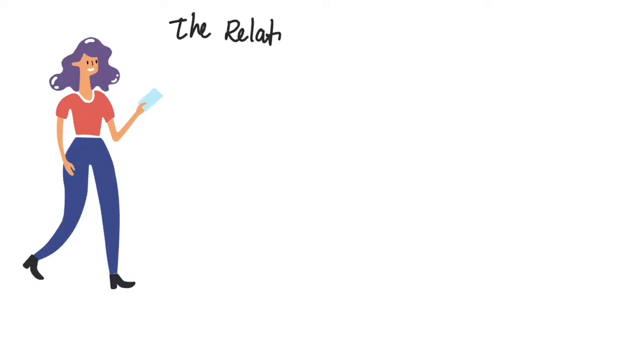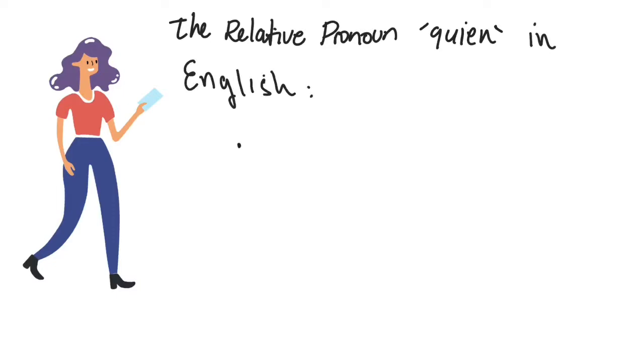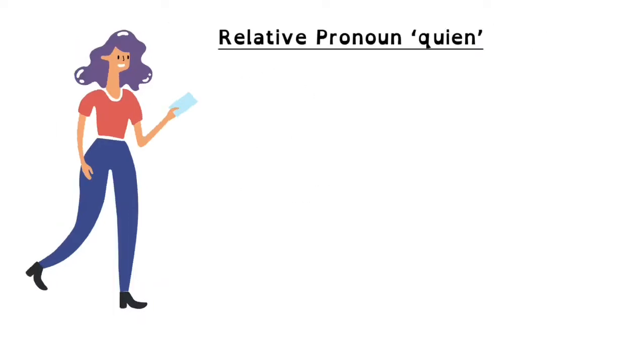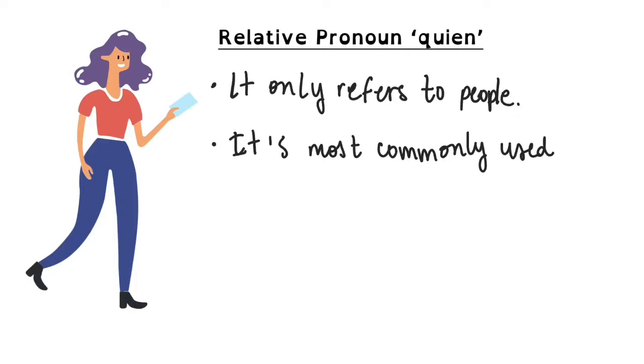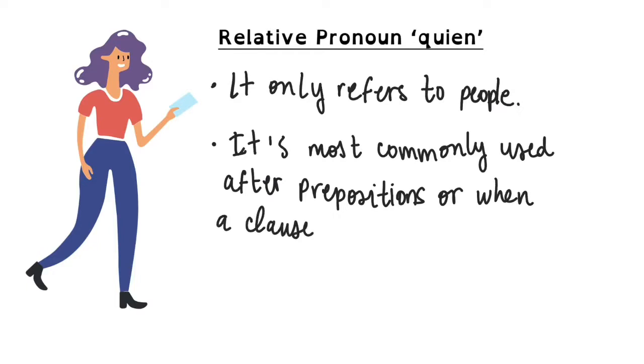So now let's take a look at the relative pronoun quien. In English, it only means who and whom. It only refers to people, and it's most commonly used after prepositions or when a clause is set off by commas.